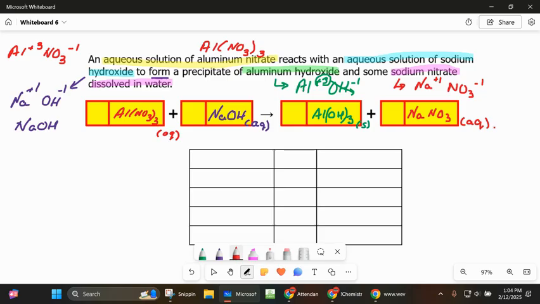So again, here's my scoreboard, okay? All right, what are the elements that are involved? Well, we're involving aluminum, Al. We are involving nitrogen, N. We are using oxygen, O. We are using Na, and we are using hydrogen. Now, any diatomics here?